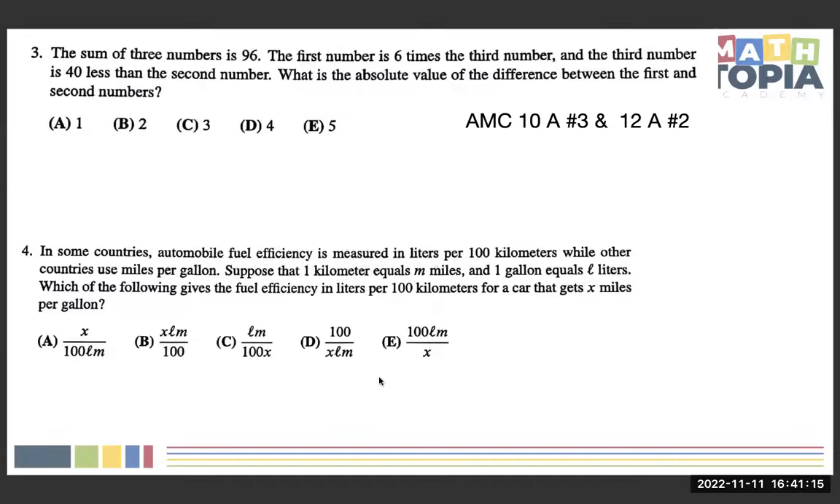Okay, now AMC 10A number 4. In some countries, automobile fuel efficiency is measured in liters per 100 kilometers, while other countries use miles per gallon. Suppose that 1 kilometer equals m miles and 1 gallon equals L liters. Which of the following gives the fuel efficiency in liters per 100 kilometers for a car that gets X miles per gallon?